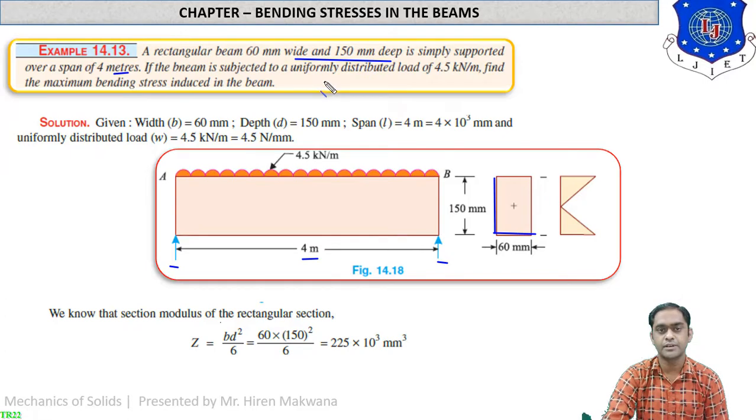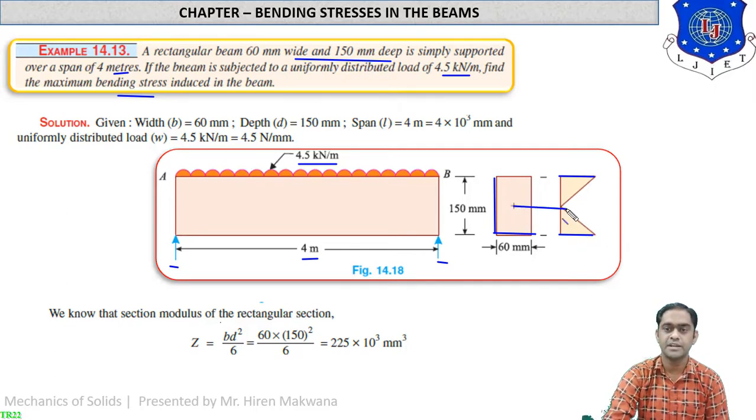If the beam is subjected to uniformly distributed load of 4.5 kN per meter, so UDL is given to you, 4.5 kN per meter. Find the maximum bending stress. So we have to find this bending stress at the upper layer and at the bottom layer. These two values are exactly equal because of the symmetricity of the figure.